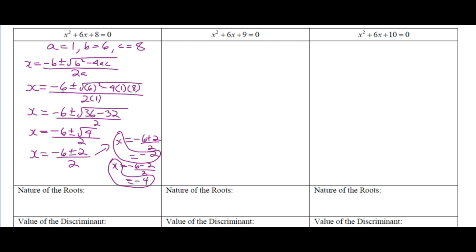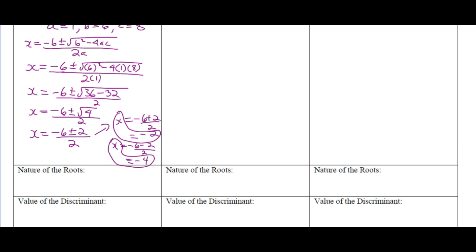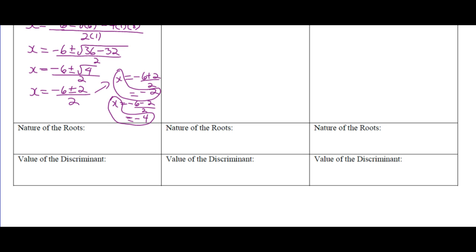So the nature of the roots. Here's what we're going to say: it's either two real distinct roots, two real equal roots, or two non-real roots. So what are these? Two distinct, different, two distinct real roots.